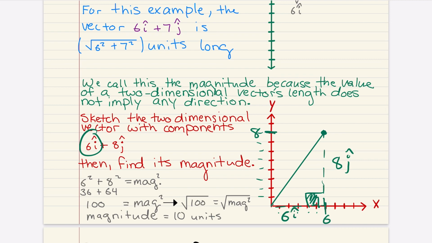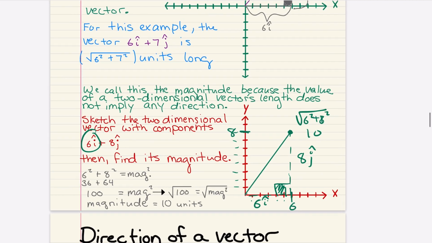And then if I wanted to find how long this was, it would just be a matter of taking the square root of 6 squared plus 8 squared. 6 squared plus 8 squared is, of course, 36 plus 64. Yeah, that's 100. So root 100 is 10. The magnitude would be 10 units long.